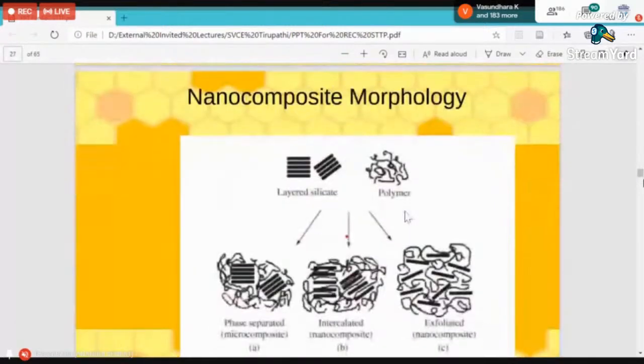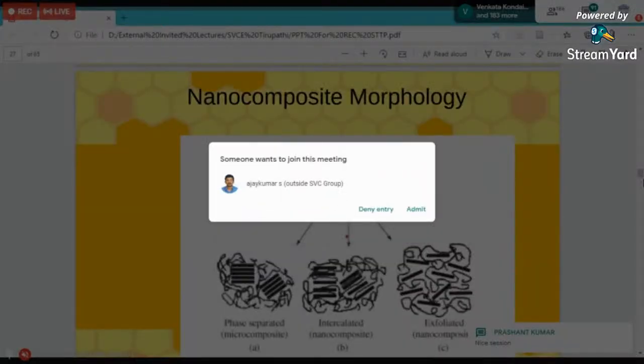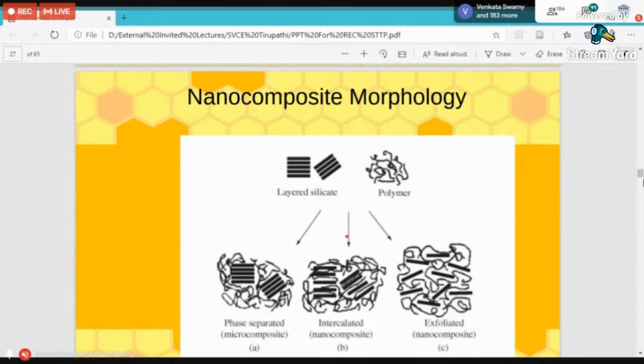Now you see the nanocomposite. How the nanocomposites are being separated and how each is categorized. Phase separated, this is coming to the category of micro composite. You cannot call it a nanocomposite.